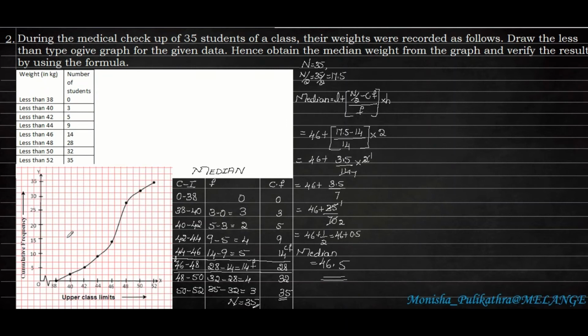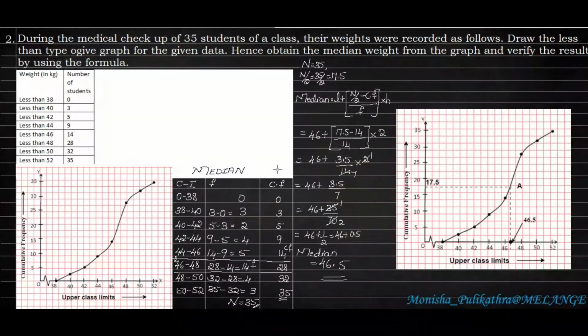Now we have to write the values for this. We have to take 17.5 and 46.5 on the y axis and x axis. One more graph we have to plot here. After getting the median weight, that is 46.5, we have to plot it in the graph. We can plot it in the same graph, or else we can draw a different graph for this. So that is 17.5 on the y axis, and also 46.5 on the x axis. This is the way we have to plot the median weight. I hope you understood this.